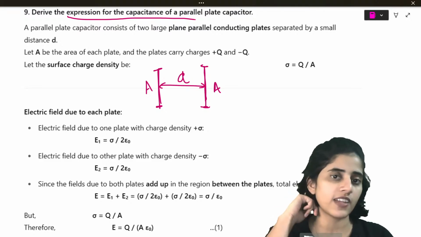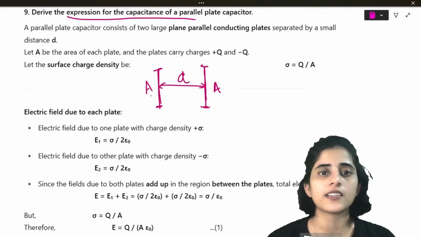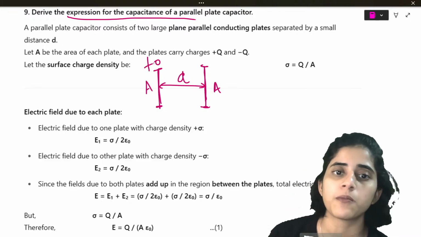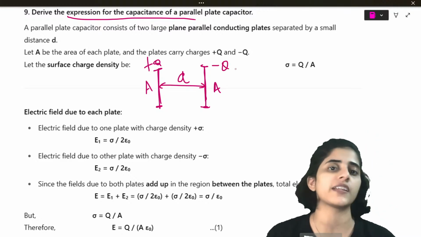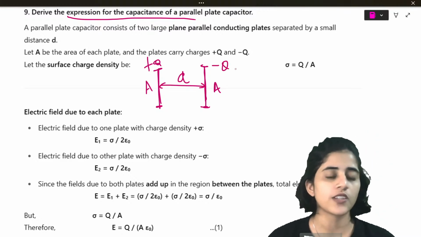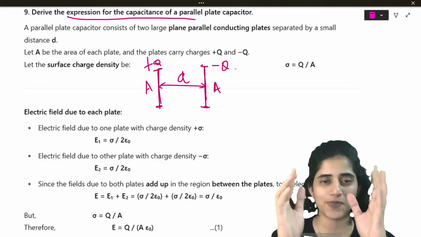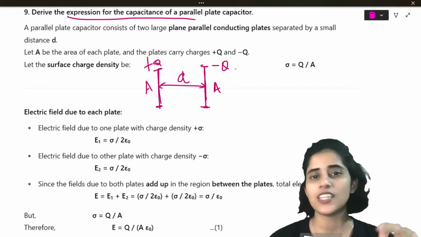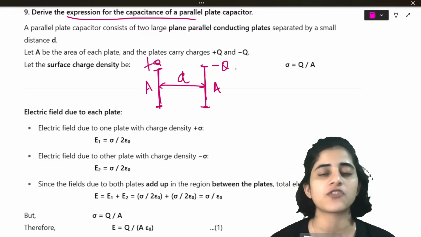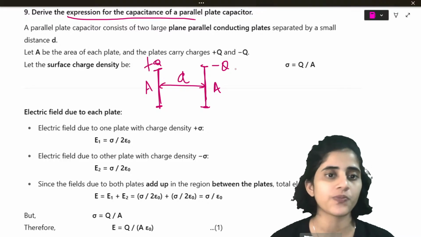Both these plates have area A, and the charges could be plus Q and minus Q. So you have two capacitor plates at a distance of D, with area A, carrying charges plus Q and minus Q.